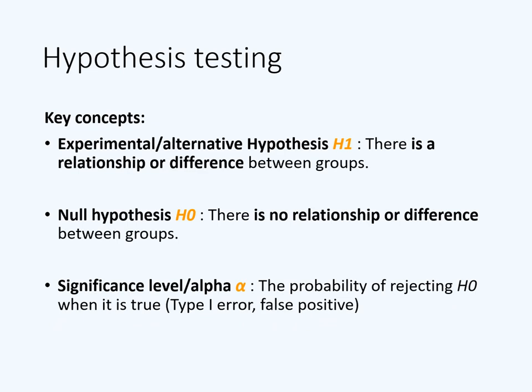Some key concepts of hypothesis testing that you need to know are the experimental or alternative hypothesis, which is our belief about the effect that our experimental manipulation will have. It states that there is a relationship or difference between groups. The null hypothesis is the opposite. It states that there is no relationship or difference between groups. And you'll also need to have an understanding of significance level, or alpha, which is the probability of rejecting the null hypothesis when it is true. And we'll get to that in just a minute.